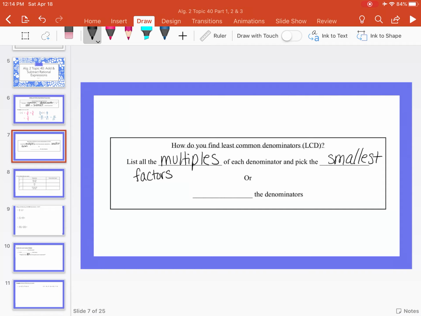Sometimes we need to multiply the denominators. Now you can always multiply the denominators. It's just sometimes you might deal with really big numbers in the denominator. So if you can identify any other multiples that they both share and pick the smallest, that might be easier.